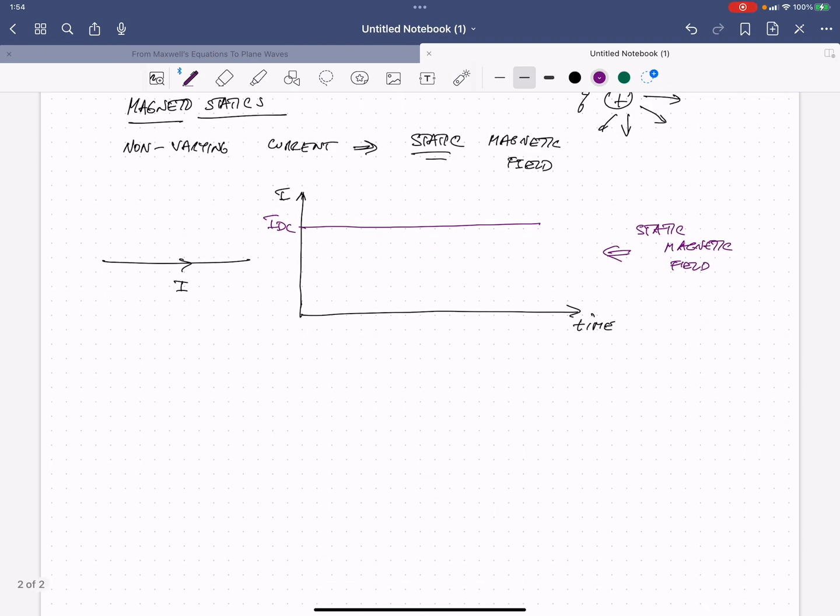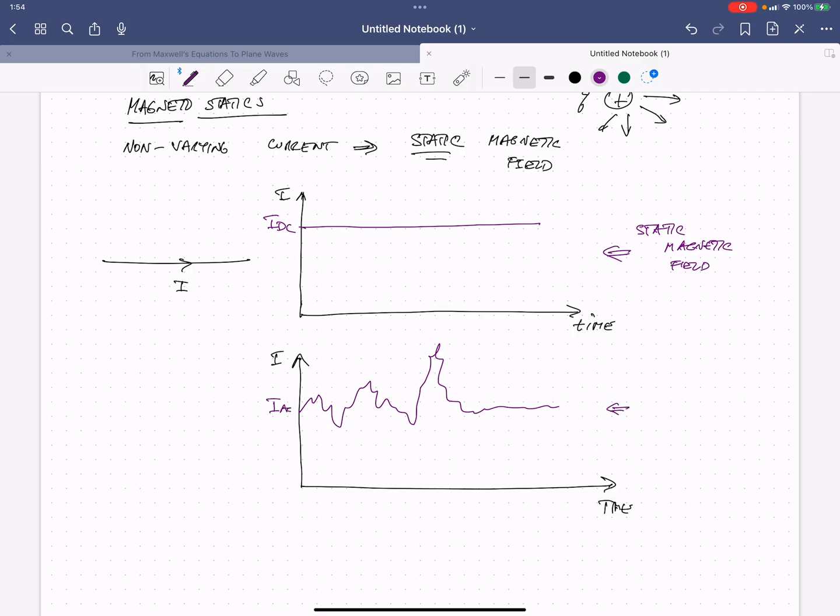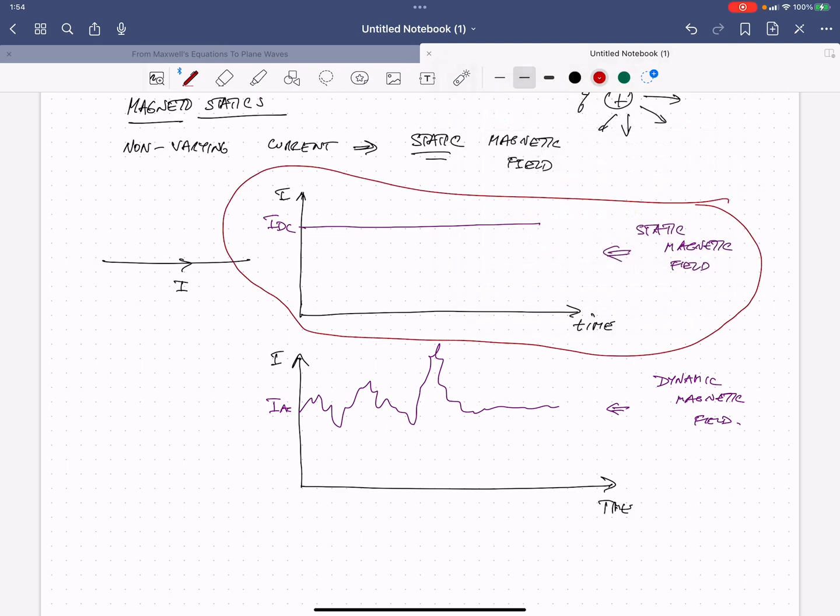And on the other hand, if we have a situation where the current is an AC current, so it changes with time, whatever it's doing. So this is AC. I guess you could call it a dynamic or changing magnetic field. So both of these obviously are possible, but we're going to be talking about this case today.